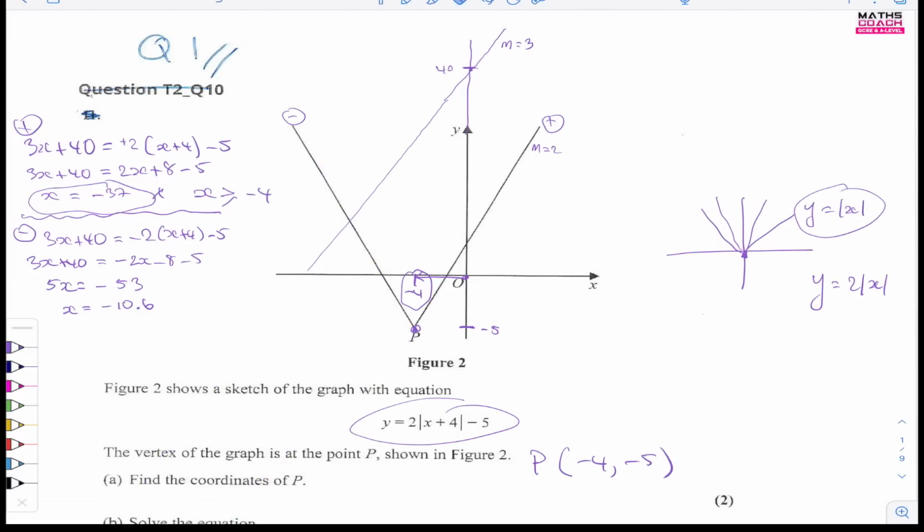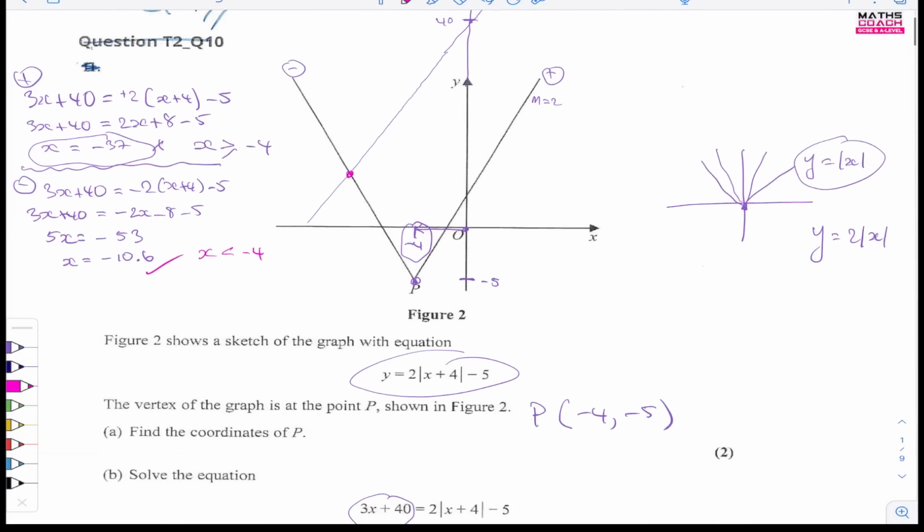Okay, so now if we look at the negative branch and this line of y equals 3x plus 30, it intersects the negative branch once, which is there. And the negative branch is for x values less than or equal to minus 4. And minus 10.6 is within range, so this is the only solution we get from this equation.